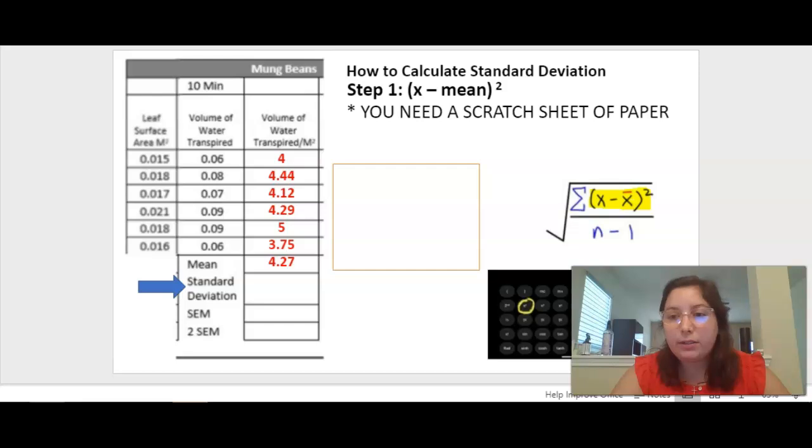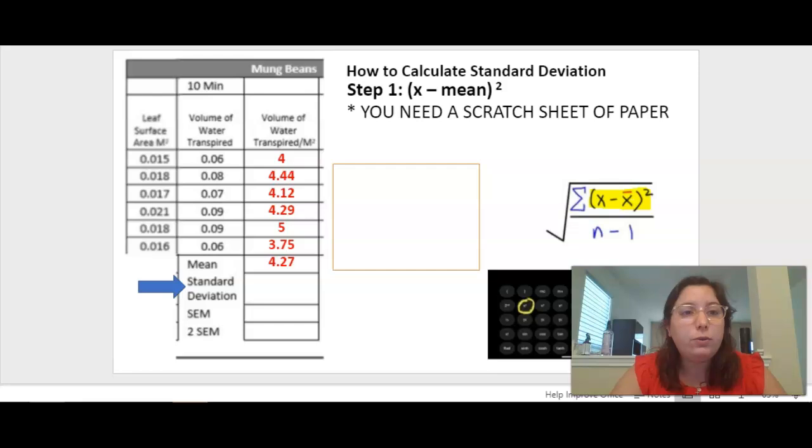Moving on to standard deviation. All right. Now, standard deviation is going to be a lengthier process, and you are going to need scratch paper for this part. All right. There's 4 steps in standard deviation. The first step is you need to calculate the difference in the mean squared for each of your samples.